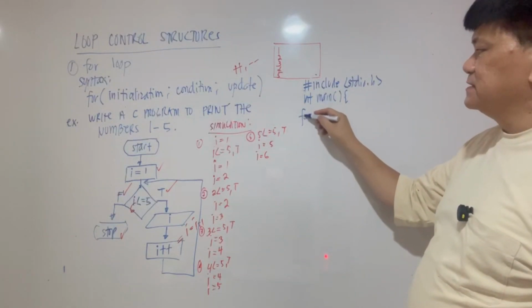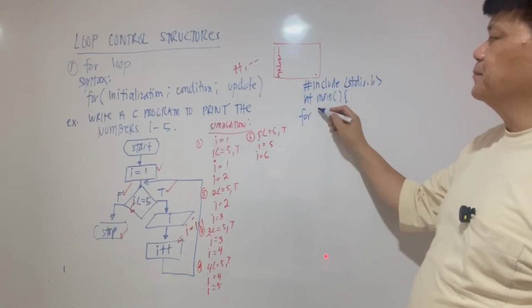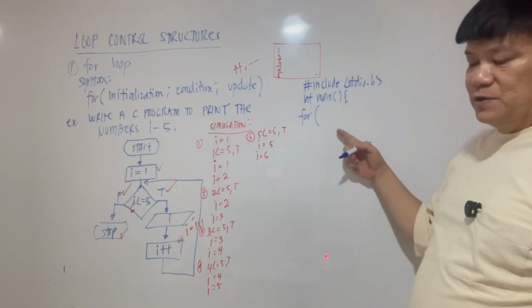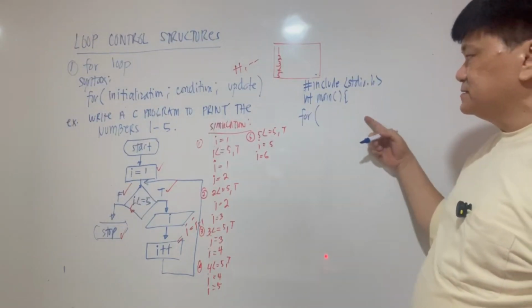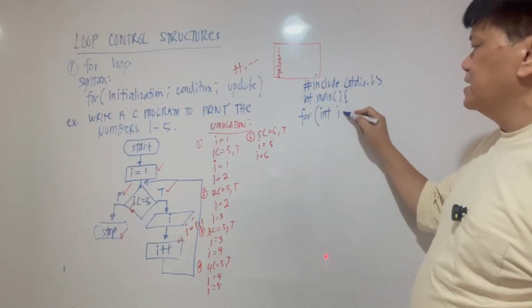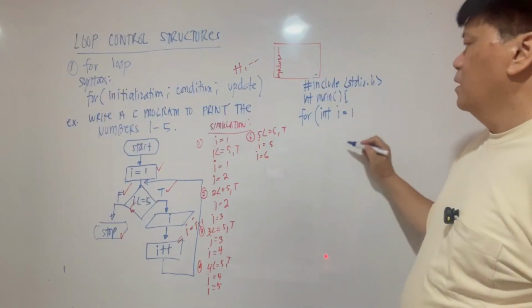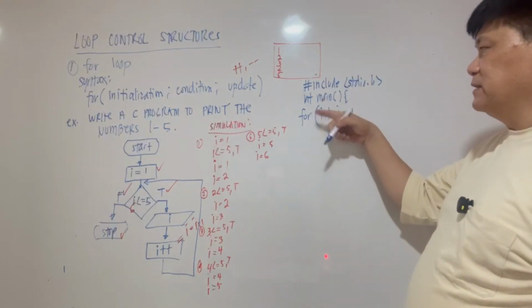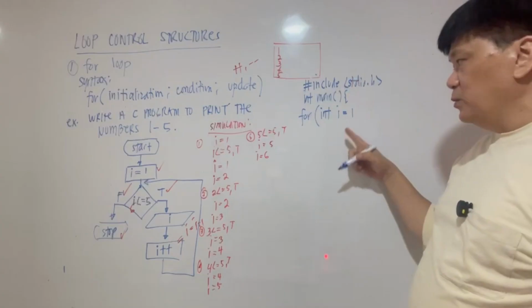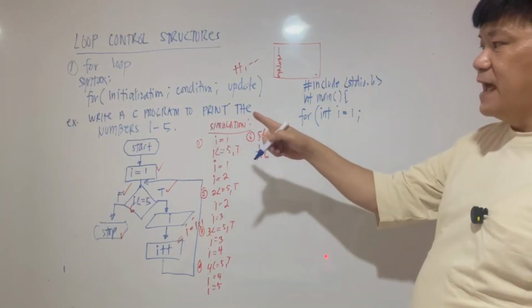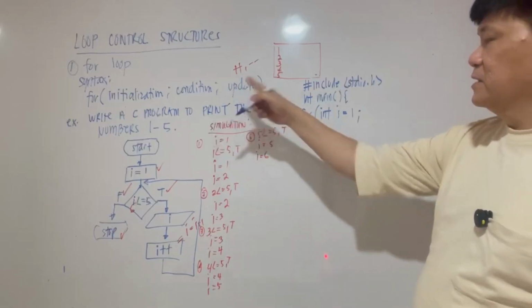So let's follow the syntax. For initializing, you can just proceed with initializing it here, I is equal to 1, or declaring it here. That's the same thing. If you would like to declare it above, no problem. That will still run.